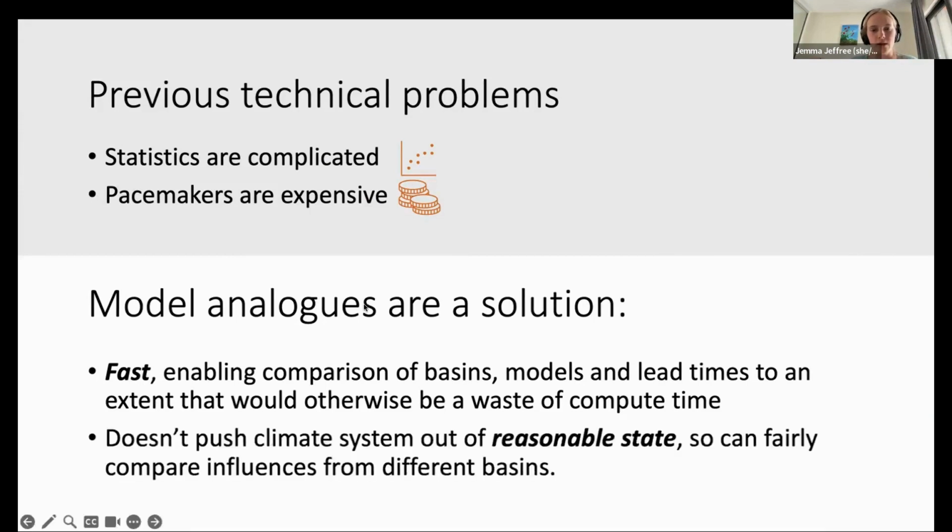And another bonus point is that you're looking through a control simulation. So sometimes in a pacemaker, you might prescribe an additional sea surface temperature or an anomaly to see what happens, and that may or may not be something that could happen. Whereas with the analogs, whatever you're trying to do is just looking at the influences of different basins from what's a reasonable normal thing to do.